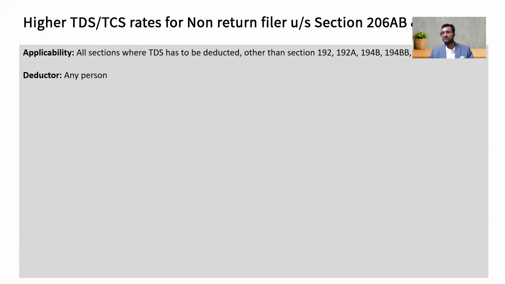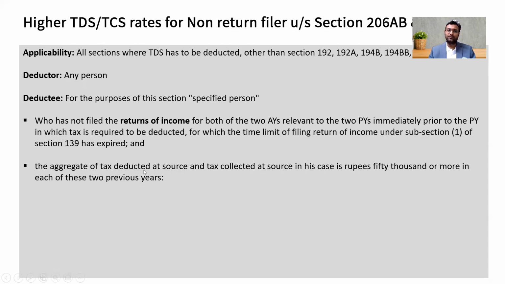Now, who is the deductor? The deductor is any person who is liable to deduct tax on the deductee, right? Now, who is the deductee? On whom do I have to go ahead and collect a higher rate of TDS? The deductee is a person who has not filed the returns of income for the 2 preceding financial years from the financial year in question, and the due date for furnishing of the returns has now passed. So now the seller cannot go ahead and file the returns, which is what is non-compliant now.